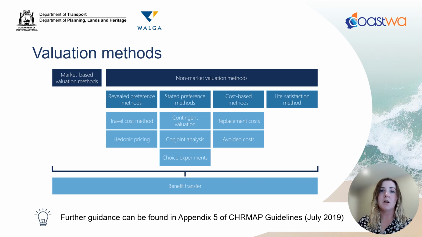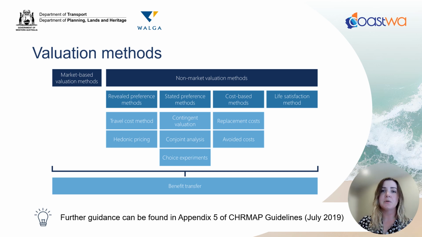More often, a lot of the coastal adaptation measures will need some kind of non-market valuation method, because they're often associated with things like recreational use, environmental outcomes, heritage outcomes, which are not directly valued in markets. Some of the different methods you might see are revealed preference methods. Those are things like travel cost methods, where economists estimate the value people are willing to place on something based on how much they spend traveling to it.